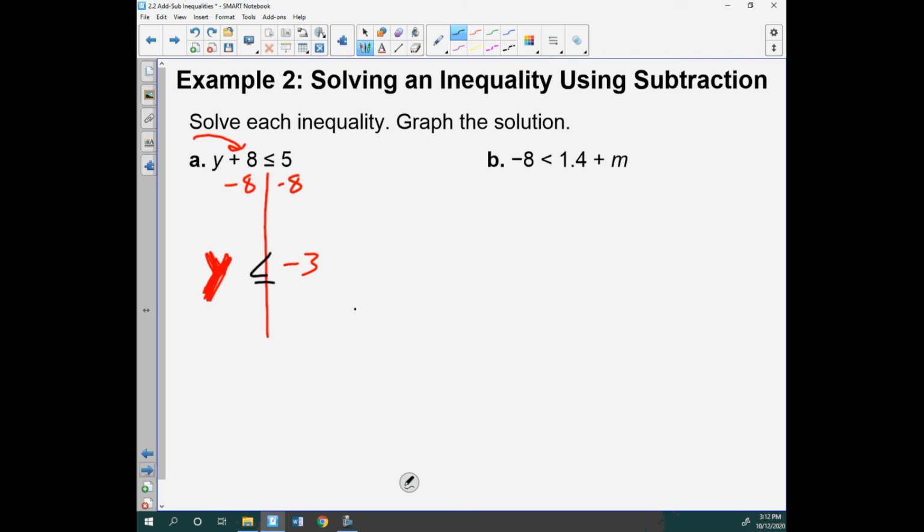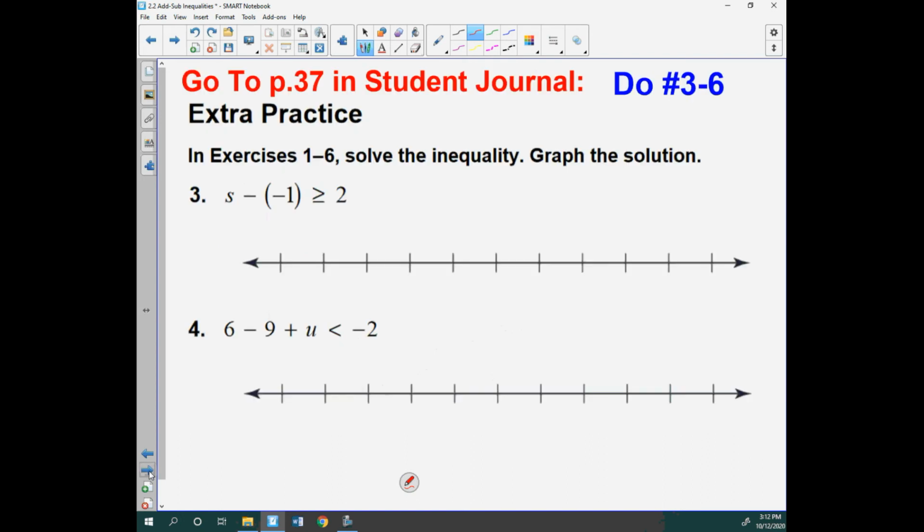So if I wanted to graph it, I have -3 right in the center. -4 is smaller, -2 is bigger. And this one has a filled in circle, a closed circle. And it's following the way of the arrows, which means it's following that. It's all the numbers that are less than -3. Okay? Let me do maybe one more.